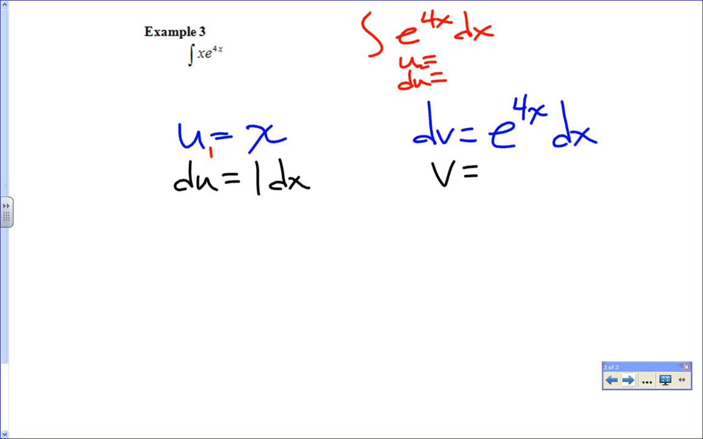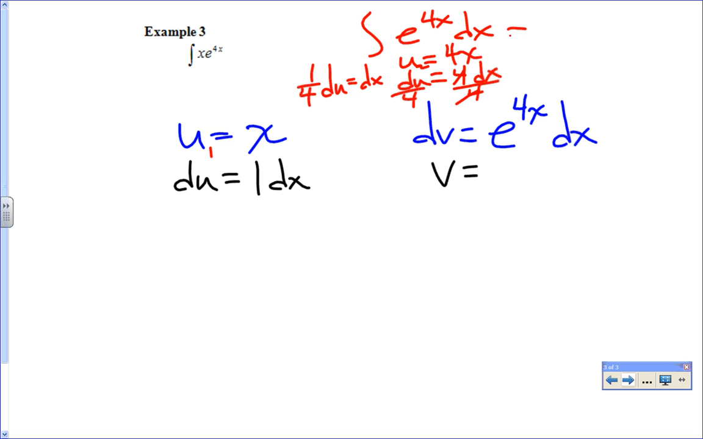U is going to be 4x. Because remember, this is substitution, so I don't have to substitute for everything anymore. So du is 4 dx, but do you have the 4? Nope, so you divide by 4, right? And so really I've got 1/4 du is dx.